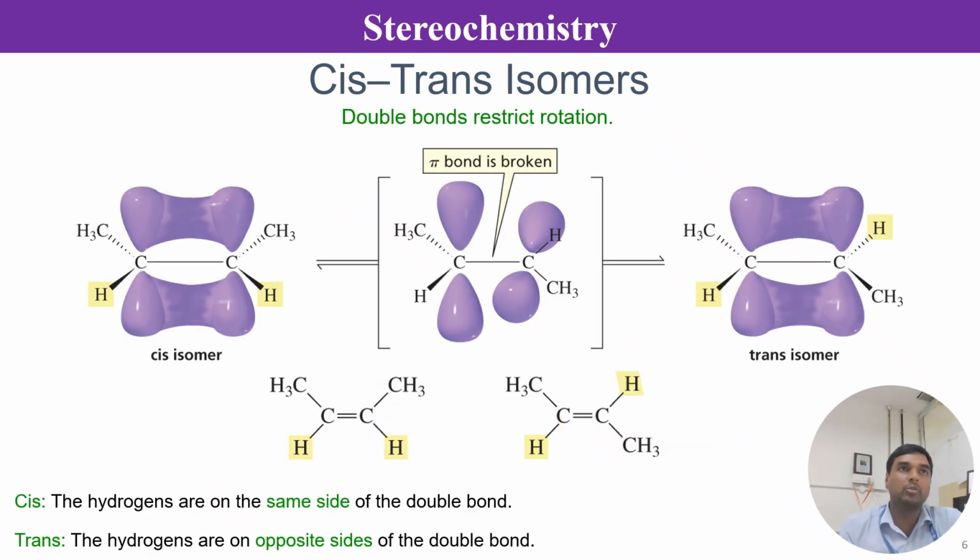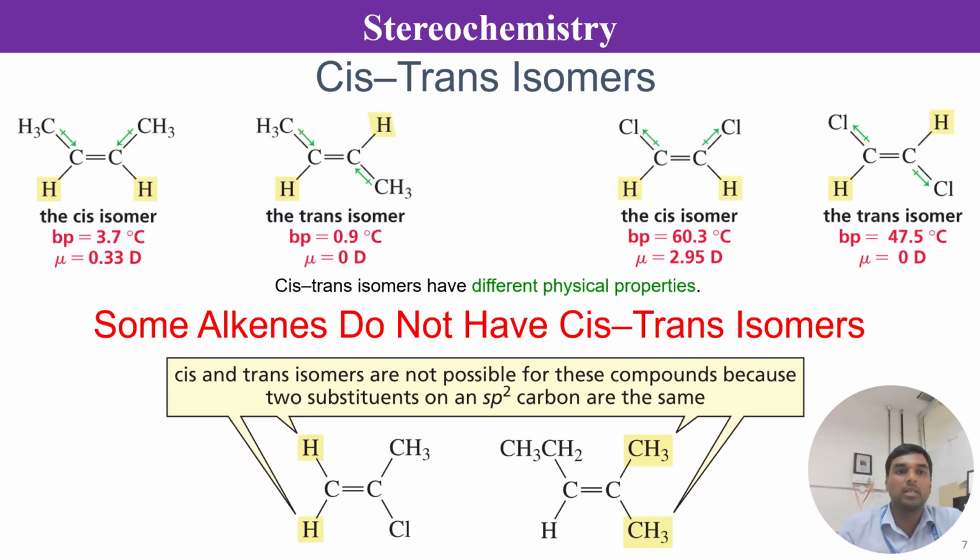Similarly, geometrical isomerism is possible over the double bond. You can see cis-2-butene and trans-2-butene, where the hydrogens are on the same side and where the hydrogens are on opposite sides. Same side means cis and opposite side means trans. We can easily identify the cis and trans isomers based on their different physical properties. For example, the boiling point of the cis isomer is 3.7 degrees and it is polar, with a dipole of 0.33, whereas the boiling point is 0.9 degrees for the trans isomer and it is a non-polar compound.